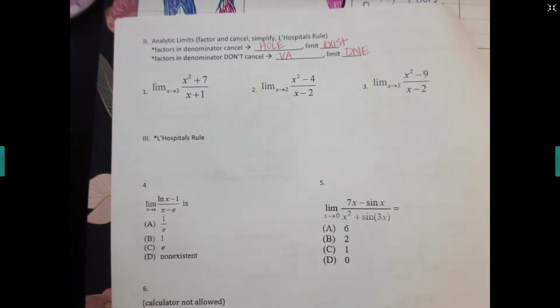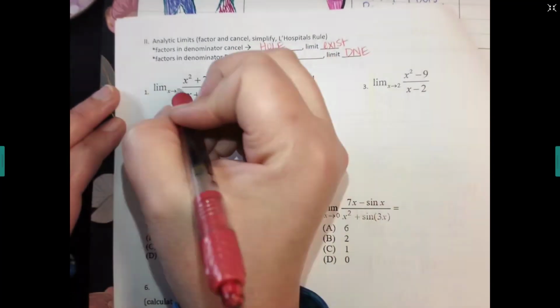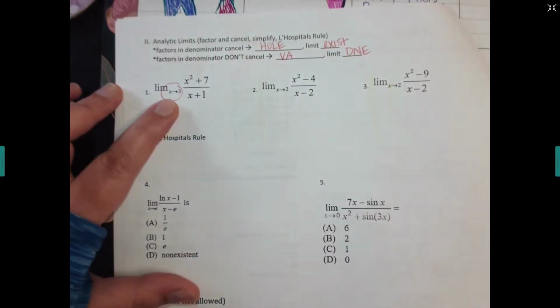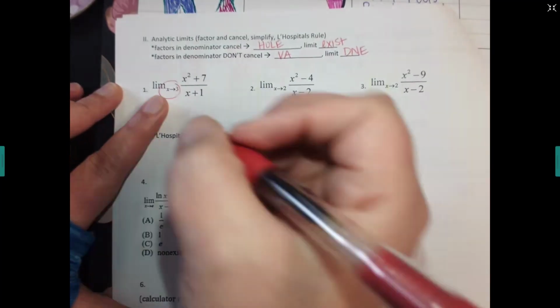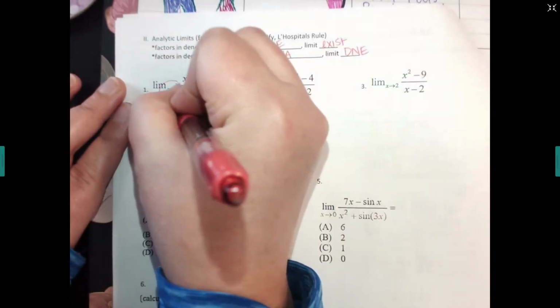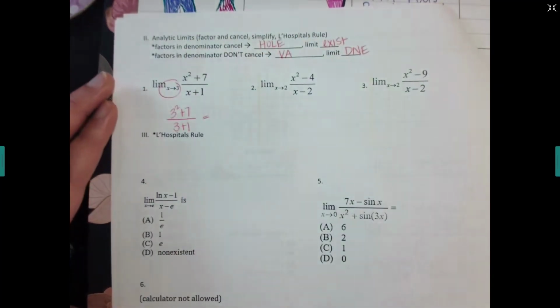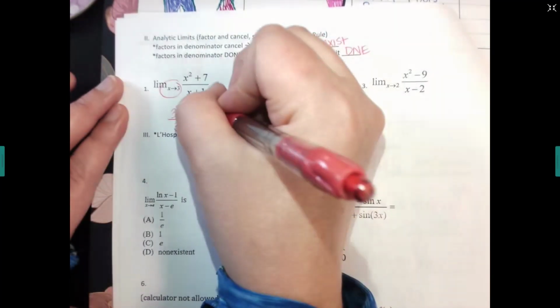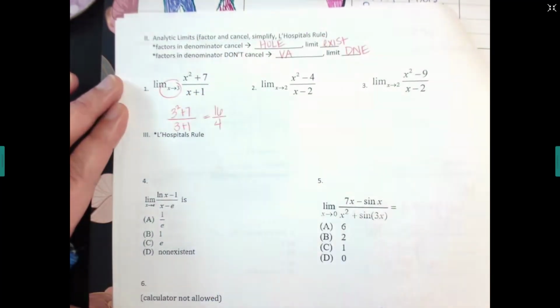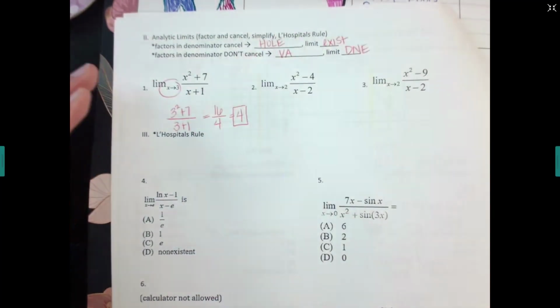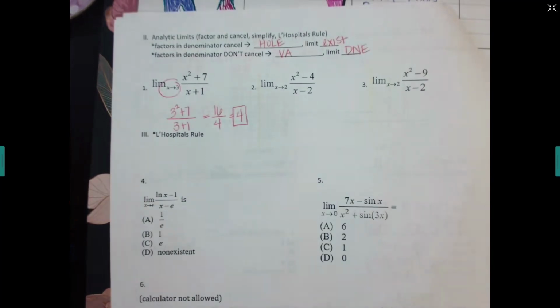Okay, go ahead and plug in. x is approaching what number? 3, right? So I'll just do 3 squared plus 7 over 3 plus 1. 3 squared is 9. 9 plus 7 is 16. 3 plus 1 is a 4 on bottom. 16 divided by 4 is 4. So this limit existed. Nothing weird. You could just directly plug it in.